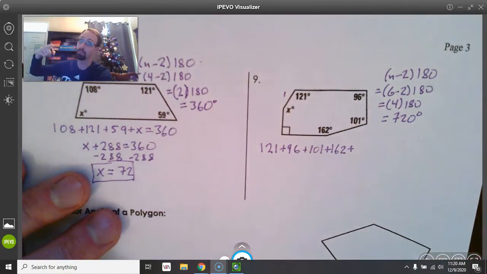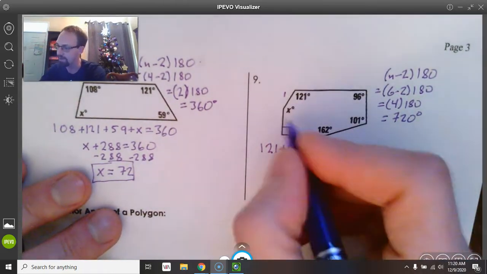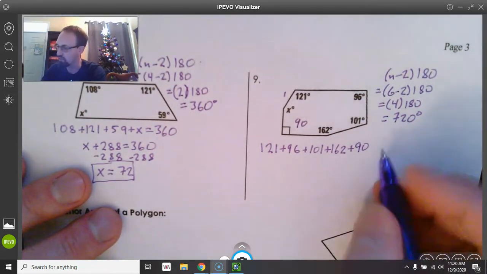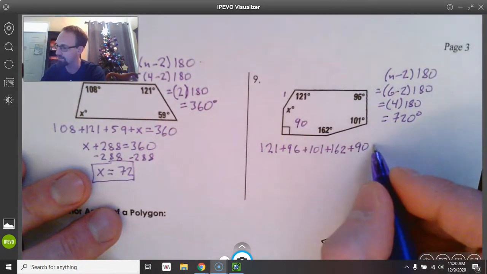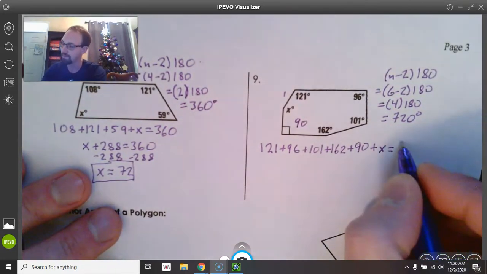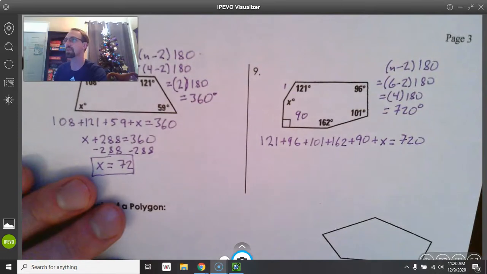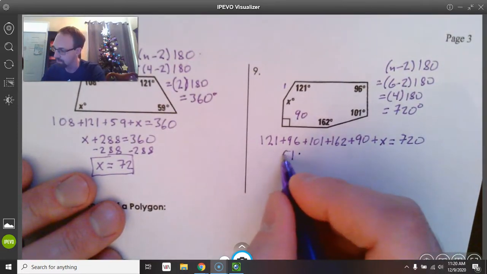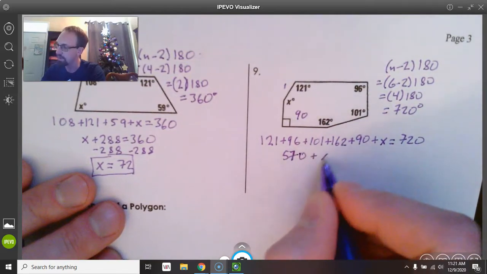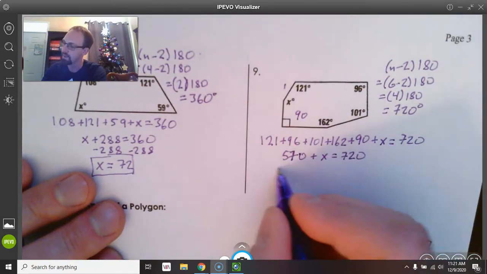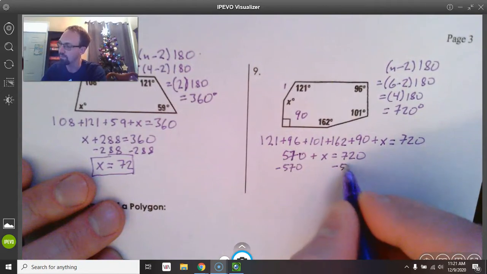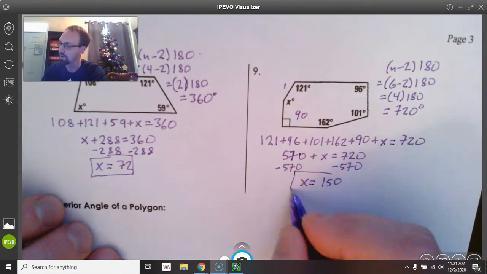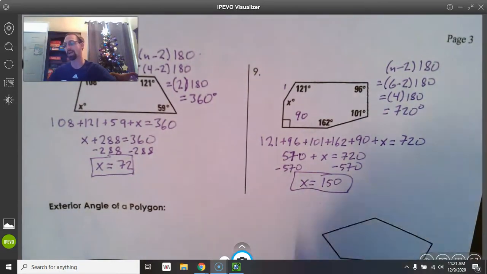Square? Don't forget, that's a right angle symbol. Right angles have 90 degrees. We do need to count that. Otherwise, we won't have all the right measurements, and we'll have a wrong value for x. Plus x equals 720. If you add up all of these values here, you obtain 570 plus x equals 720. Subtract 570 from both sides, and you get x equals 150. Again, we don't need to put the degree measurement on this because we already have the degree measurement here.